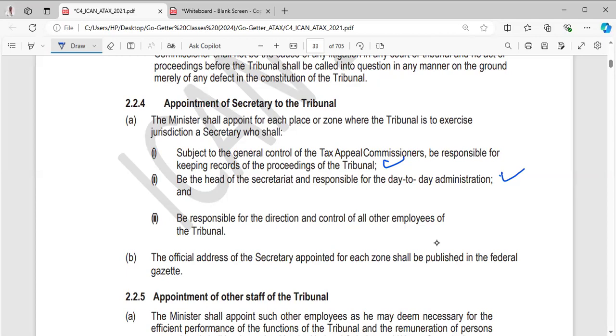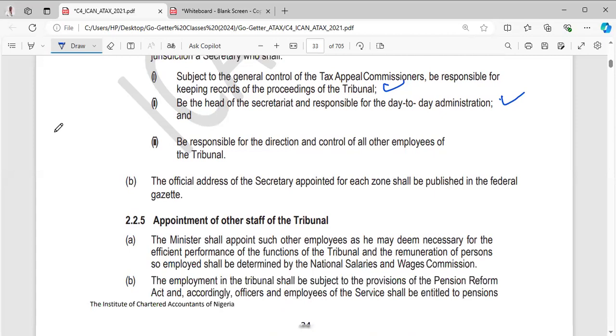So the secretary is like the chief of staff, the one who is responsible for the day-to-day administration, whereas the chairman is the chairman at the tribunal sitting. Then the secretary should be responsible for direction and control of all other employees of the tribunal. The official address of the secretary appointed for each zone shall be published in the Federal Gazette. So the secretary is a very important person. So after the chairman, the secretary is appointed.